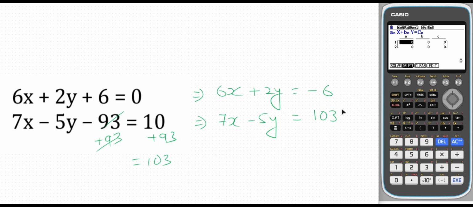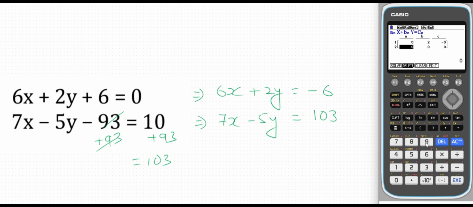Now we have rewritten it in the format in which we can enter it in our calculator. So let's start entering the values. So we have to first enter the coefficient of x, and for the first equation the coefficient of x is 6. I will press exe. Then the coefficient of y, which is 2 in this case, and then the constant term. So here we have got -6, so I will enter -6.